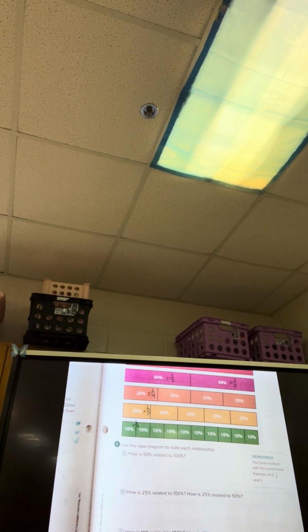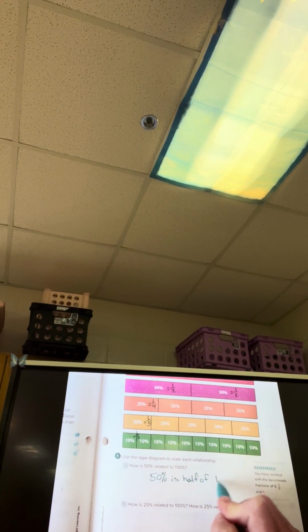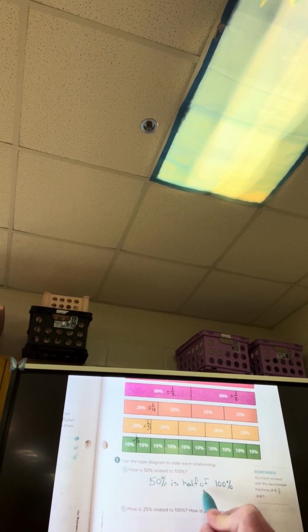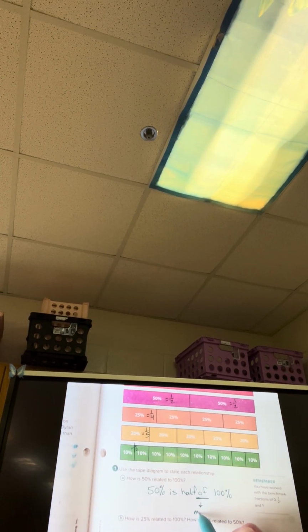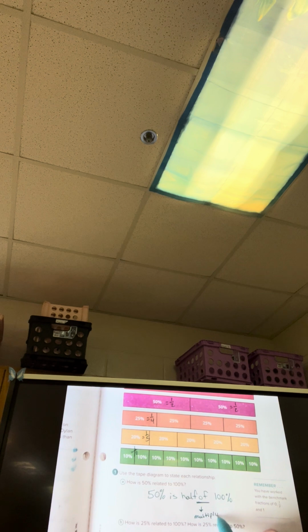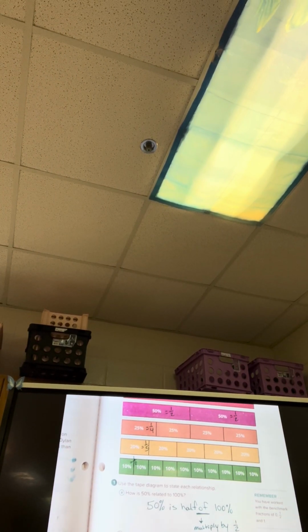It says, how is 50% related to 100%? Well, 50% is half of 100%. Here's this word of, meaning multiply by half. How is 25% related to 100%?